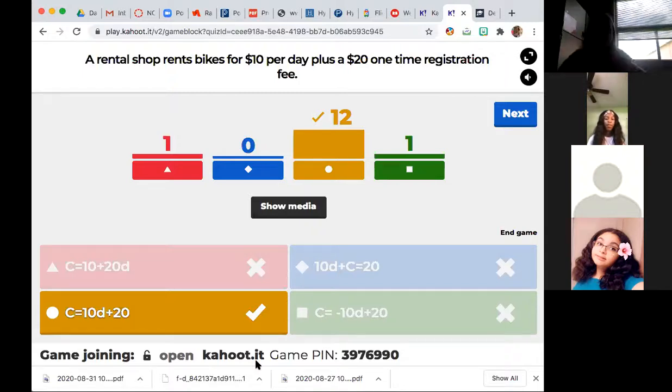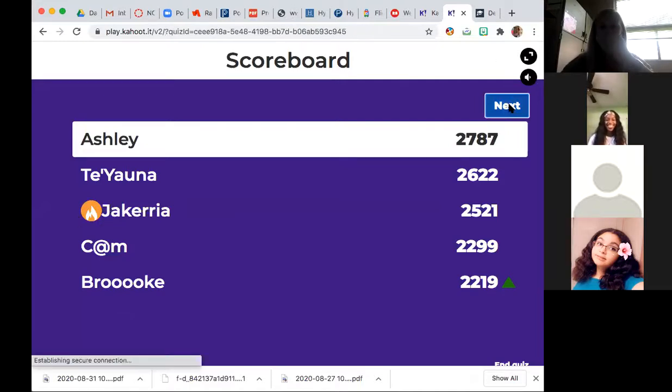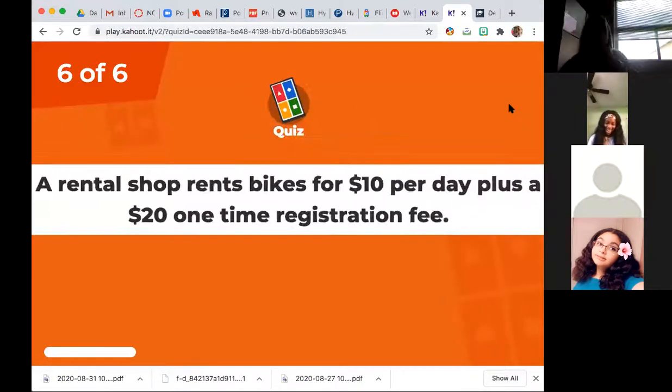All right, do we have questions on this one? If we missed it, do we understand? It's $10 per day. So that's where the D goes, 10D, plus a $20 fee. So that 20 is your base. Are we good there? Good. You got one just like that tomorrow. Let's see who we got. Jakiria coming in hot. All right, next. This is the last question.